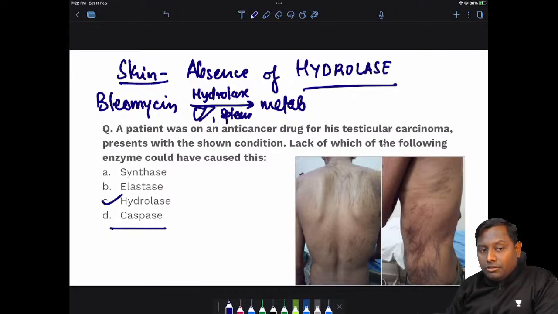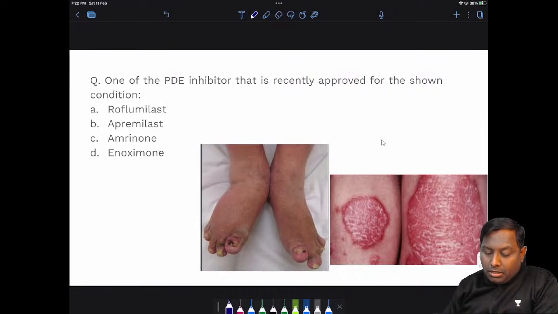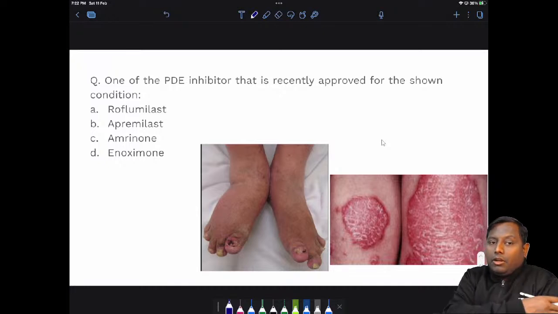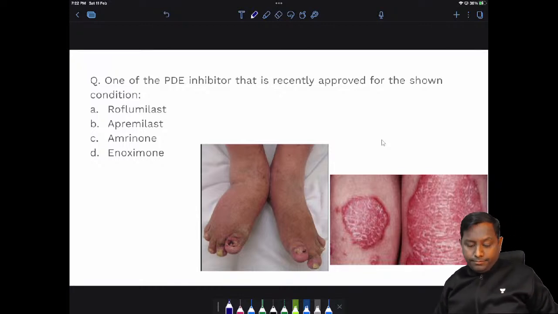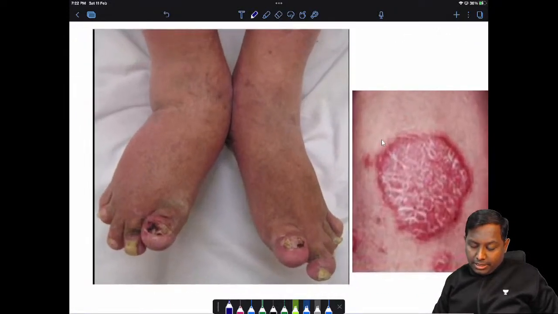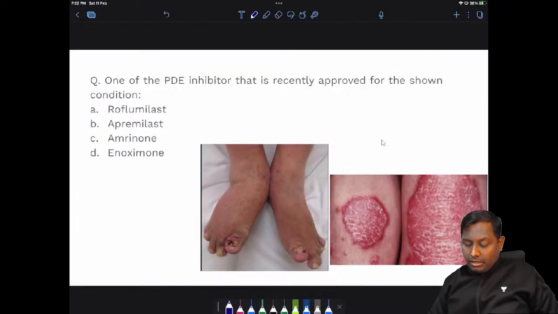So the name of the answer will be hydrolase enzyme. One of the phosphodiesterase inhibitors that is recently approved for the shown condition: roflumilast, apremilast, amrinone, inoximone. Tell me please, all of you who are listening to me carefully, what is this condition? If you see, there is a nail condition, or silver patchy skin.